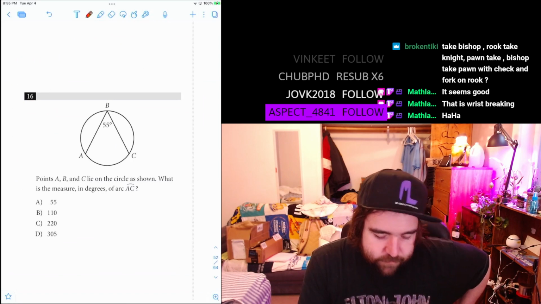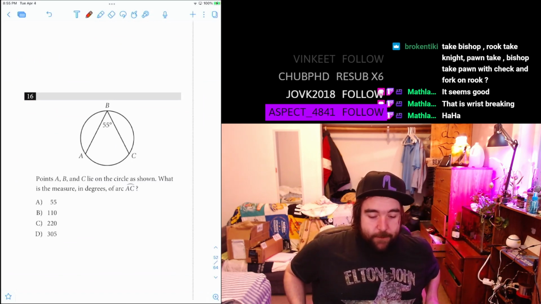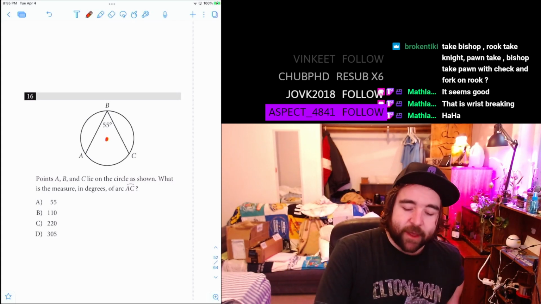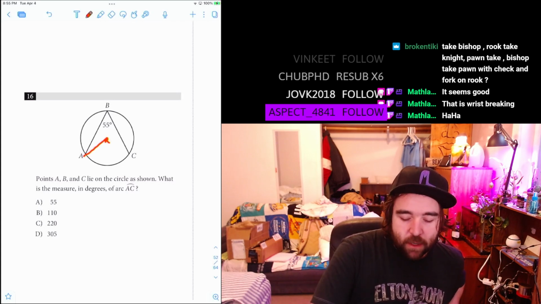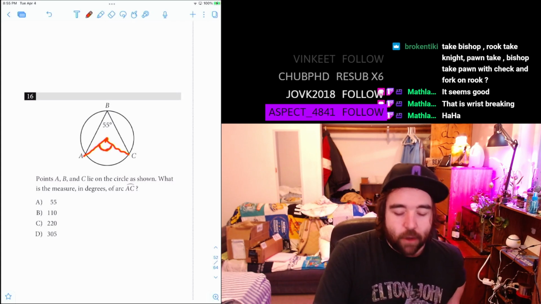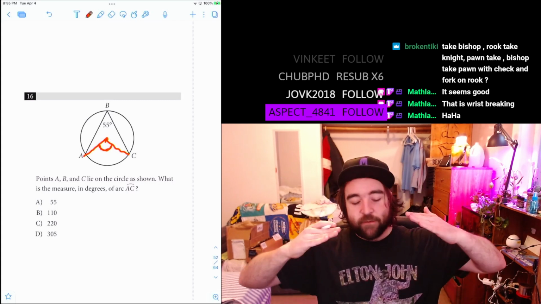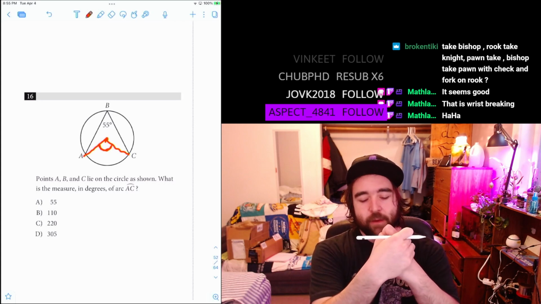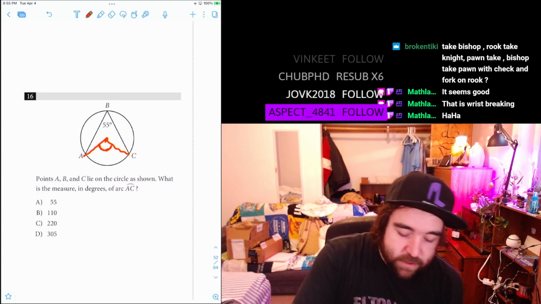All right, 16. Points A, B, and C lie in the circle. What is the measure of arc AC? When they talk about measures of arcs, I hate how there's a length of an arc and there's a measure of an arc. The measure of an arc is talking about the angle. More specifically, if you made that arc with a central angle, an angle in the middle, the measure of the arc is the measure of that angle. So we have to draw that, and we have to say what is the measure of that angle.